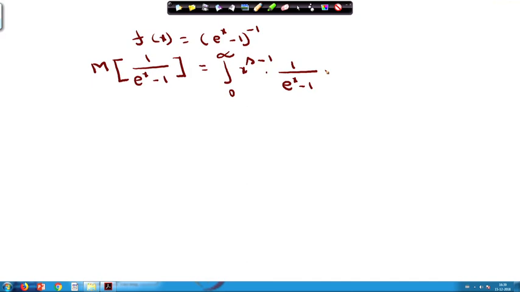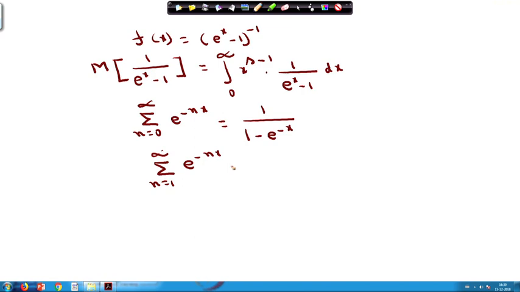Now, I know that summation n equals 0 to infinity e power minus n x equals 1 by 1 minus e power minus x. Therefore, I can write down summation n equals 1 to infinity e power minus n x, and this will be equal to 1 by e power x minus 1. From this, I can write down this. So, I am using this property that summation n equals 0 to infinity e power minus n x equals 1 by 1 minus e power minus x.